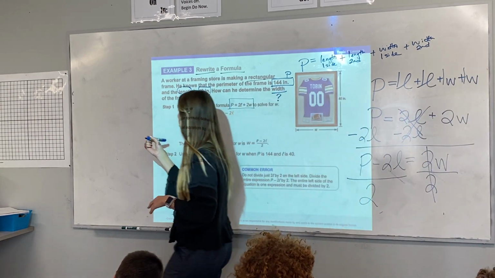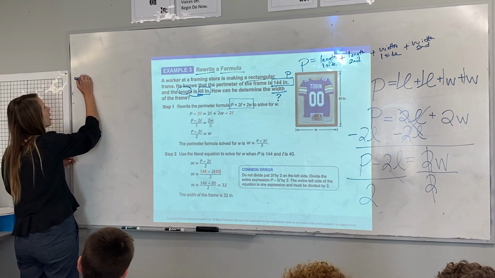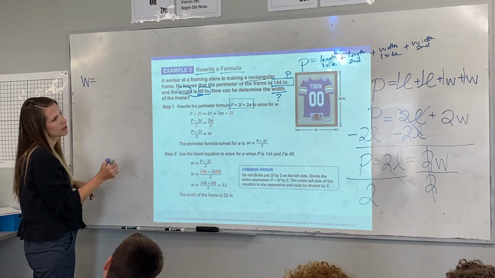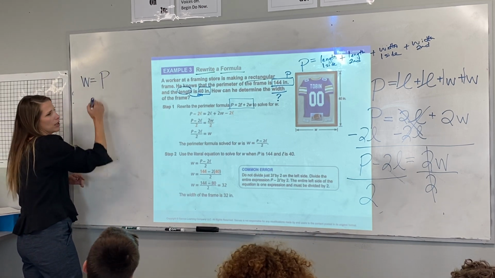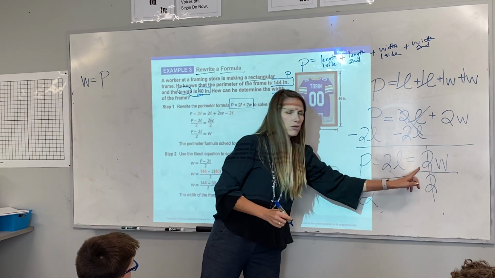I'm going to write it over here now. Oh, you dropped something. W equals... Why did you divide by 2? Because W is being multiplied by 2, so I had to do the opposite.